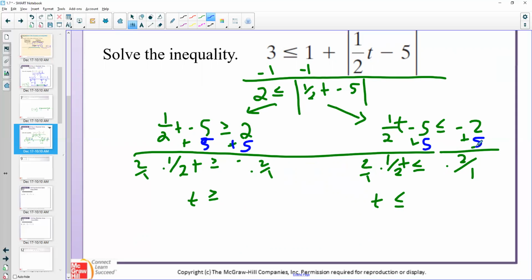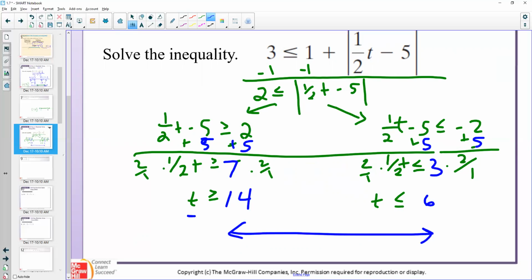So half t greater than or equal to 7. Half t less than or equal to 3. Multiply by 2. This is 14. This is 6. Whew. All right, so now let's read what it says. This one says t is greater than or equal to 14.